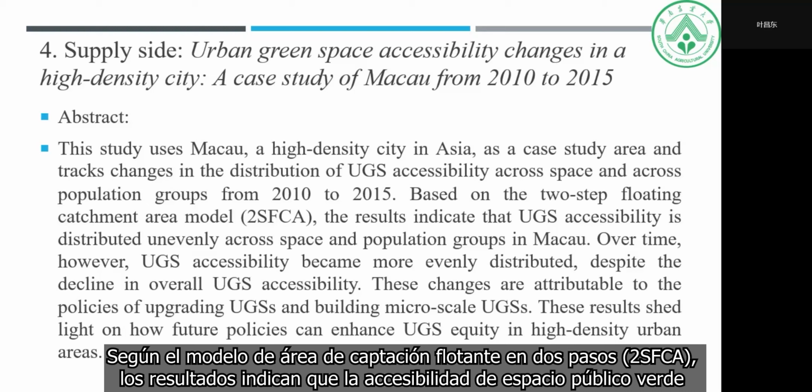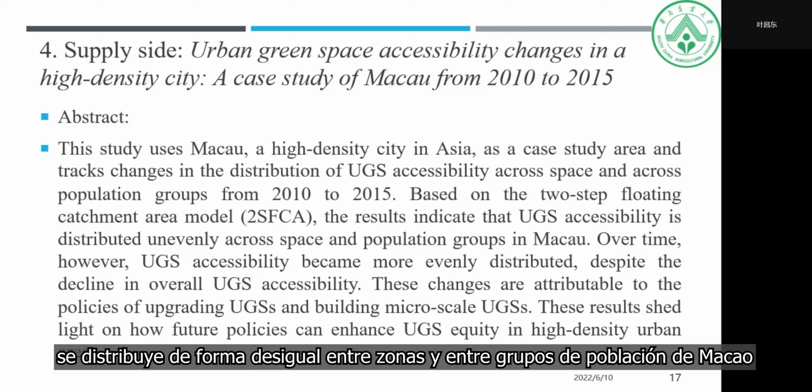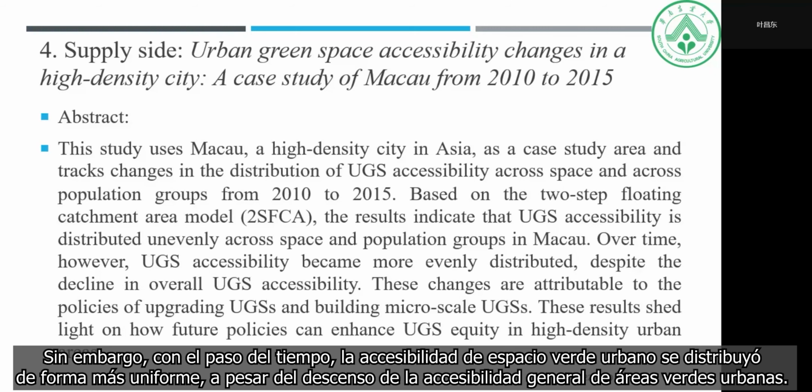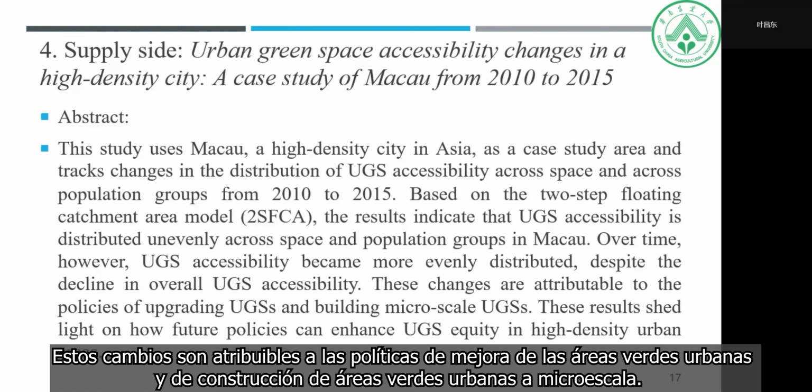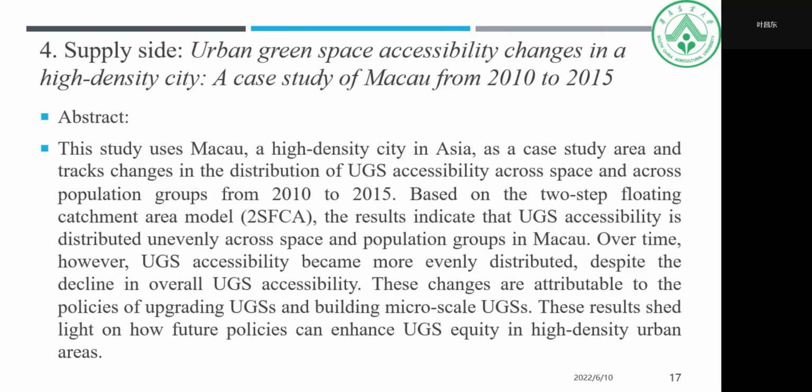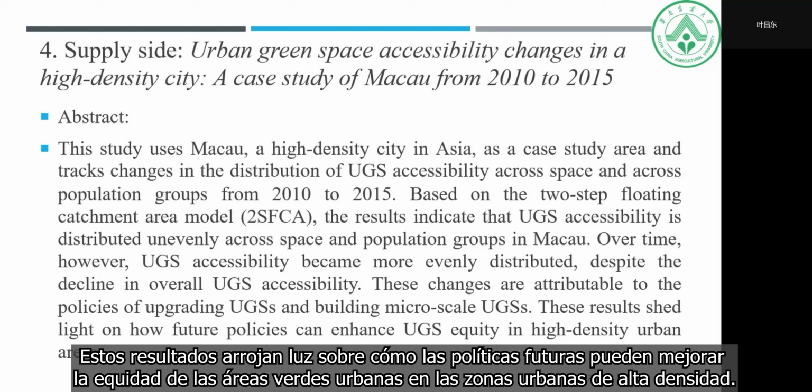Based on the two-step floating catchment area model, the results indicate that urban green space accessibility is distributed unevenly across space and population groups in Macau. Over time, however, urban green space accessibility became more evenly distributed despite the decline in overall urban green space accessibility. Those changes are attributable to the policy of upgrading urban green spaces and building micro-scale urban green spaces. This research sheds light on how future policies can enhance urban green space equity in high-density urban areas.